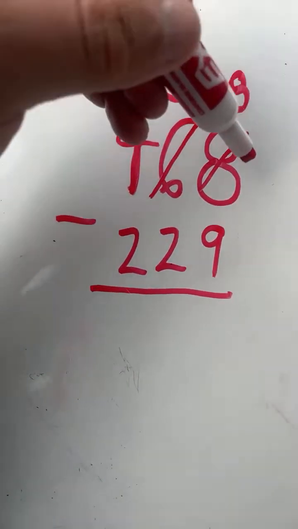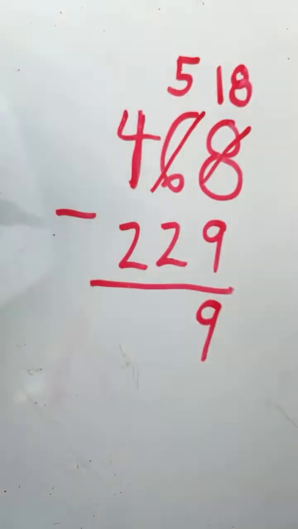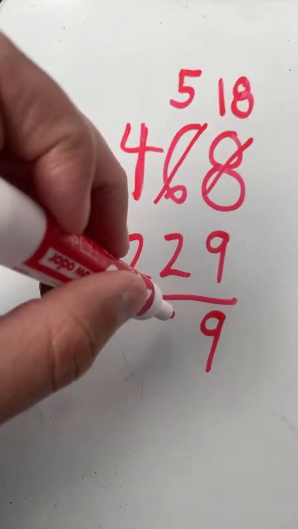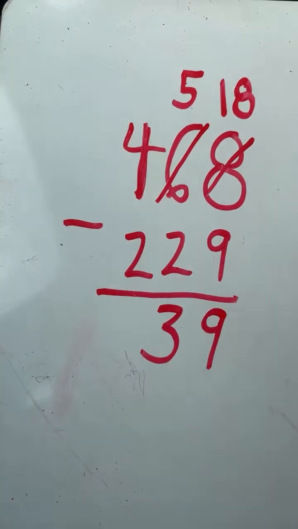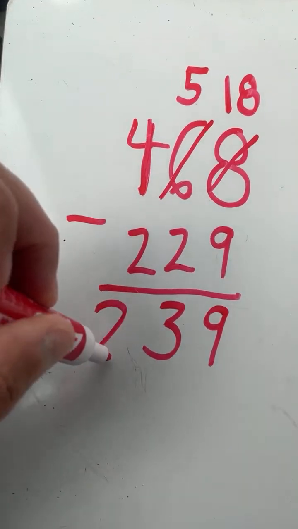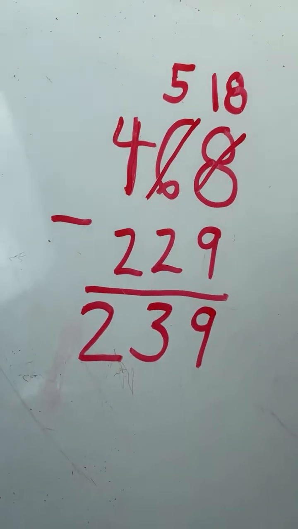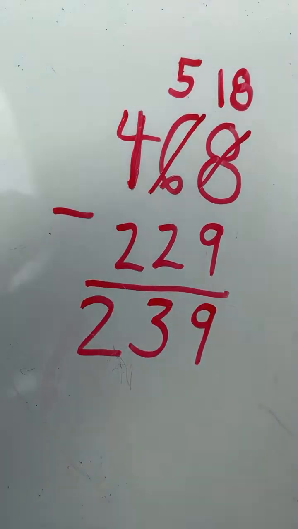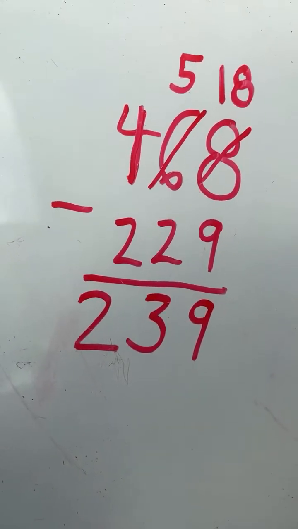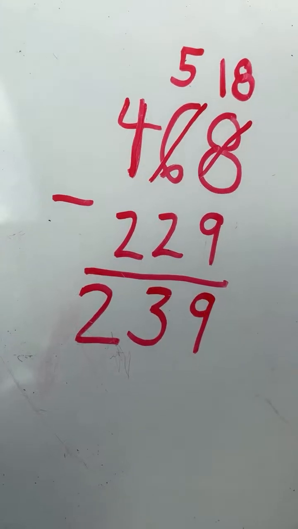All right, 18 minus 9 equals 9. 5 minus 2 equals 3. 4 minus 2 equals 2. And we have our final answer. 468 minus 229 equals 239.